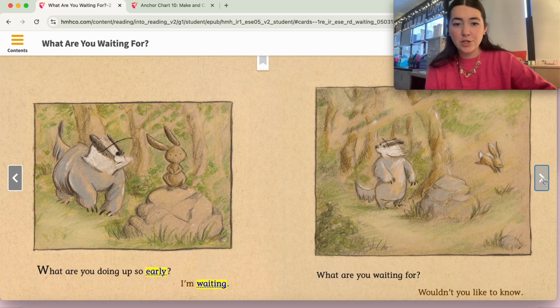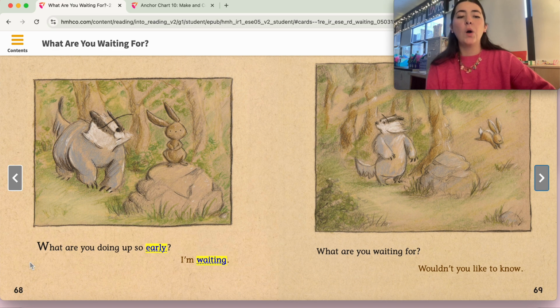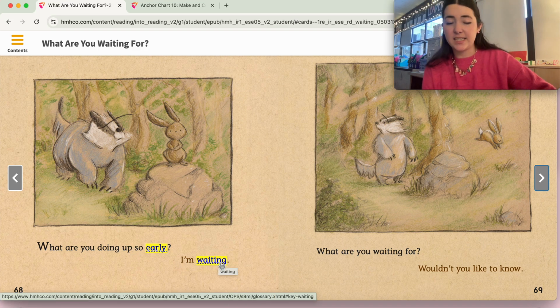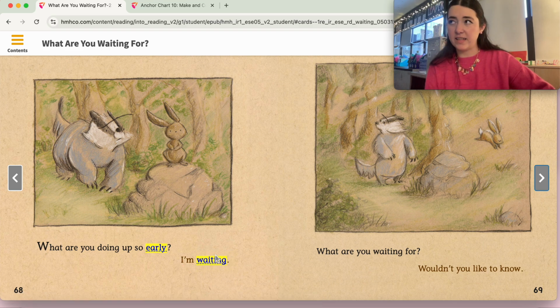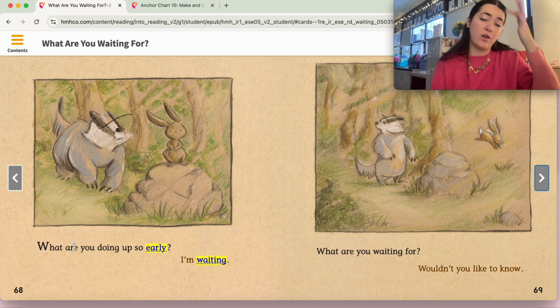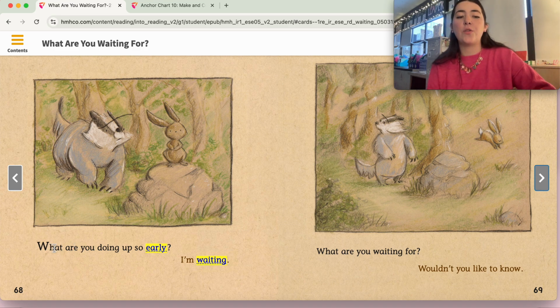Go ahead, turn your page. What are you doing up so early? I'm waiting. So I'm noticing a text feature already. It's kind of hard to tell on this page because of the power words. But these words are in black, and these words are in brown. You can see it over here a little bit better, the black words and the brown words. The black words, the text feature shows us that that is when the raccoon or the badger is talking. So the black script is him, and the brown text is the rabbit.